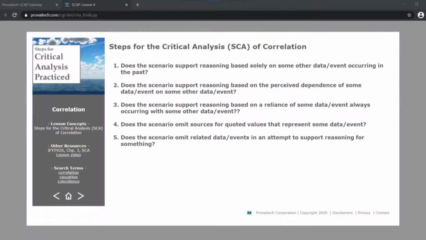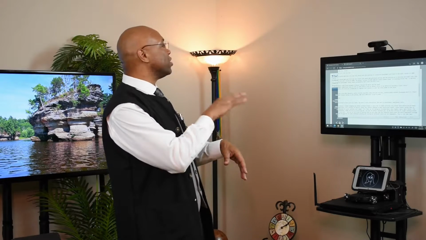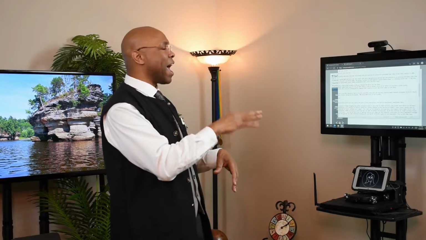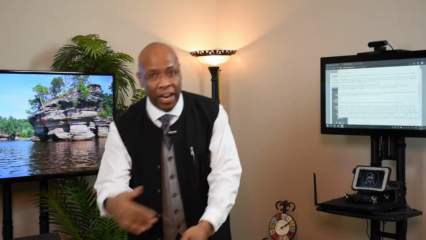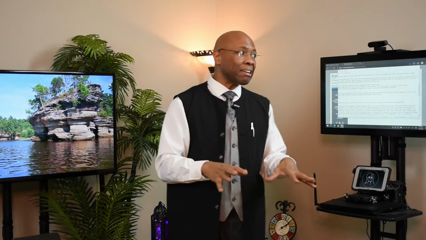Does the scenario support reasoning based on reliance of some data event always occurring with some other data event? Not so much. Does the scenario omit sources for quoted values? It did. It was the phrase, a house divided against itself cannot stand. That was inside of the article, and that was something that Lincoln had said. That was Abraham Lincoln. What they left out is, I believe this government cannot endure permanently, half slave and half free. So the rest of that quote spoke directly to the issue at the time. Slavery. That's what it was actually talking about. That's why we were at each other's throats.